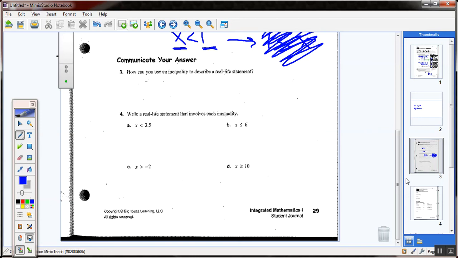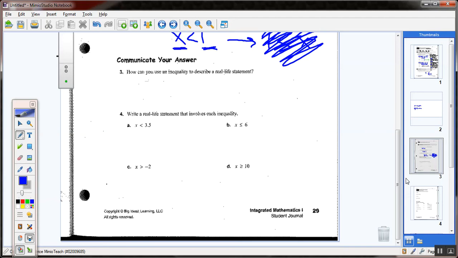Communicating answers. Want to make sure that we're okay with this, all right? It says, how can you use inequality to describe a real life situation? Okay, I can make a statement right here. In this class, I have 16 kids. Actually, there's 17 when Carly joins us. Here's the situation. Could I make a statement about the number of kids that are in first hour math class with Carson? What could I say?